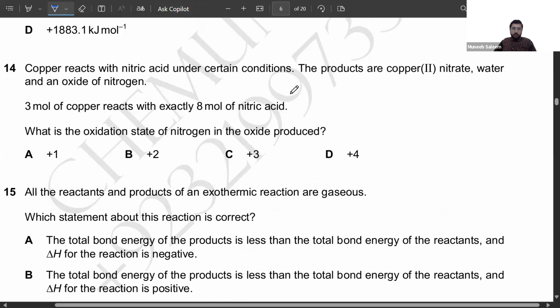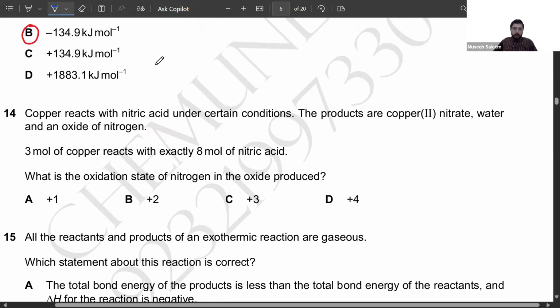So from the given information, we will try to complete this balanced chemical equation. Copper is reacting with the nitric acid, and as a result, there is the formation of copper nitrate, Cu(NO3)2, and water, and oxide of nitrogen. Nitrogen oxide, we do not know the formula of that oxide.